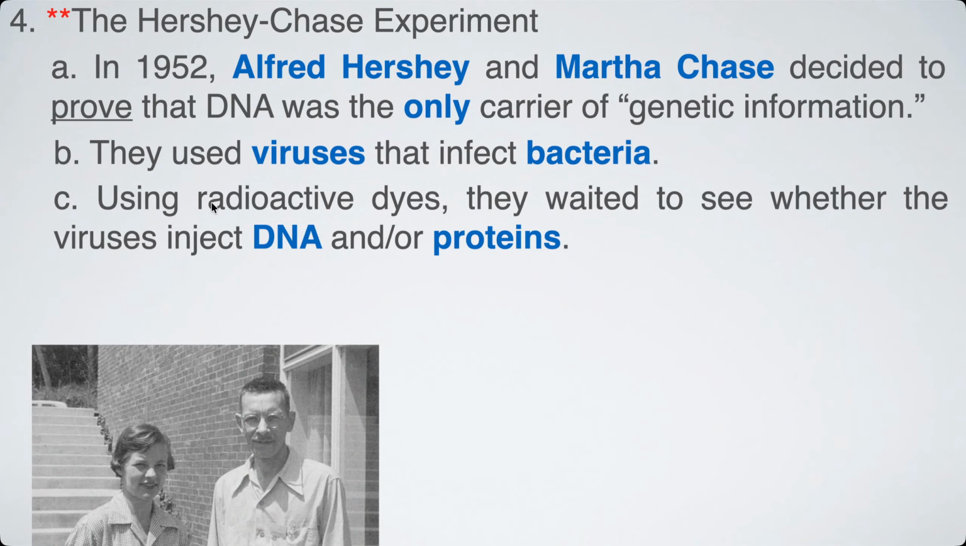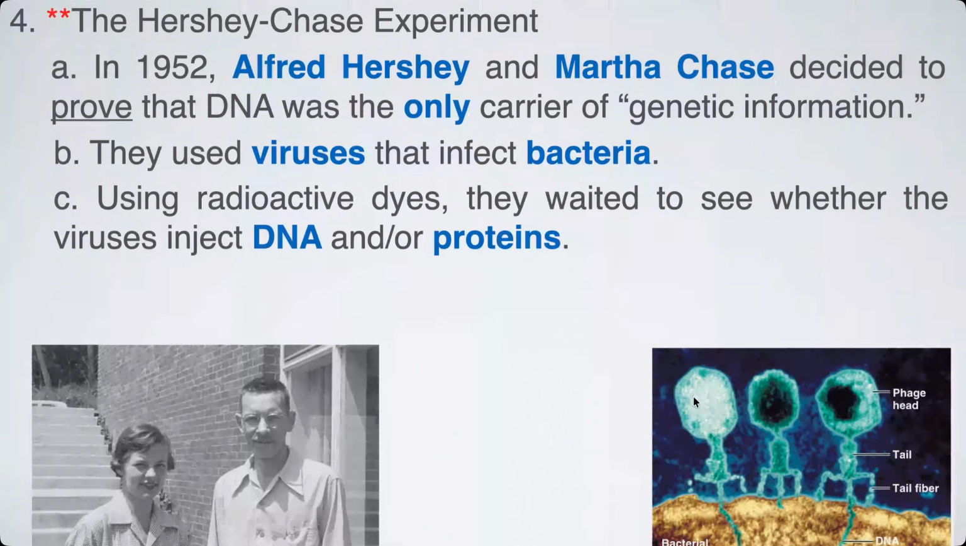So what they did was they decided to use radioactive dyes to see what the virus is injecting into the bacteria. Is it protein? Is it DNA? Is it DNA and protein? And so here's a picture of a bacteriophage. You can kind of see them here. This glowing bit that you're looking at, that's kind of bright white, that would be a radioactive dye. And this little stringy thing that you see here, that's viral DNA. And then this yellow stuff here, that is the bacteria.